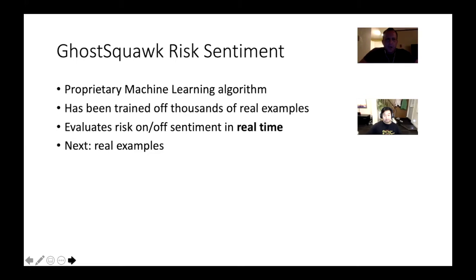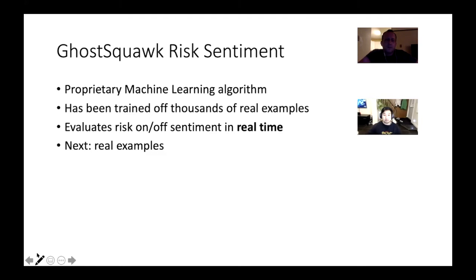All right, cool. So what I bring to the table with the GhostSquawk risk sentiment is a proprietary machine learning algorithm. Again, that's my specialty, in particular, natural language processing in addition to trading. So basically I collected thousands of real examples of risk on versus risk off headlines, right? And it's very difficult. This is why in quantitative finance, you typically have a big divide, right? You have the people who are traders and the people who are programmers, and there is very little overlap in between. But this is what I bring to the table.